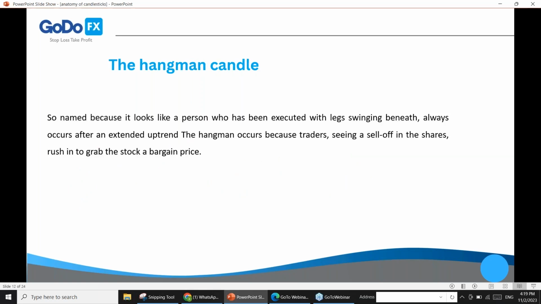Concerning the hanging man candle, it is named like that because it looks like a person who has been executed with legs swinging beneath. It always occurs after an extended uptrend. The hanging man occurs because traders, seeing a sell-off in the shares, rush in to grab the stock at a bargain price.